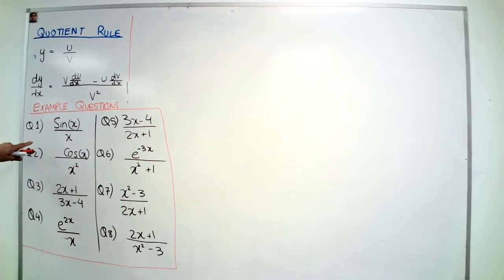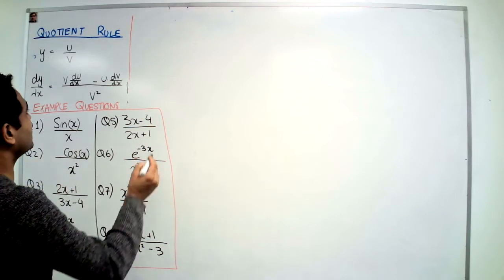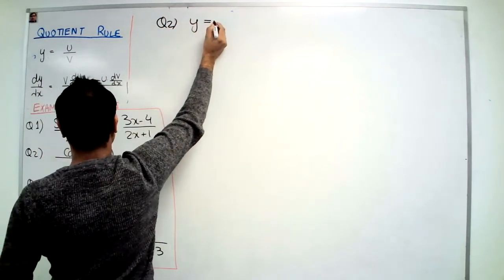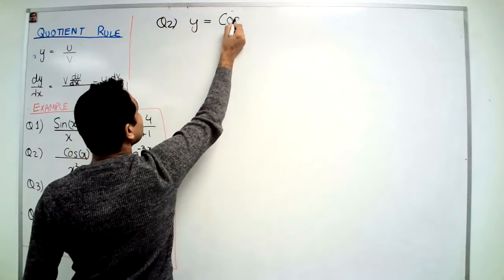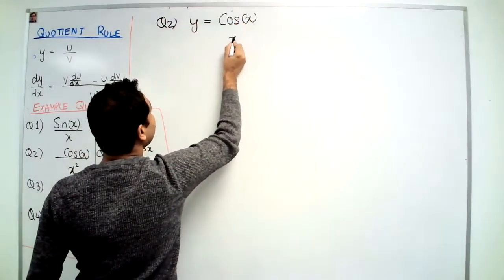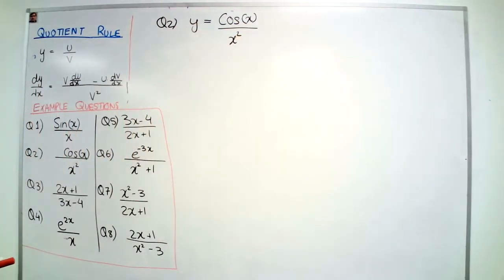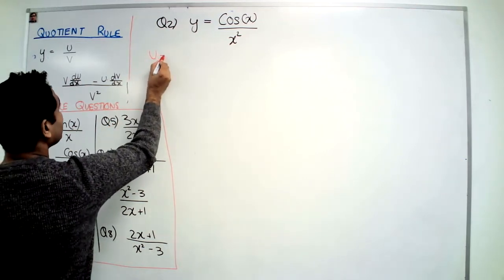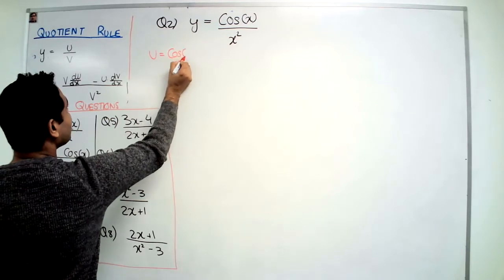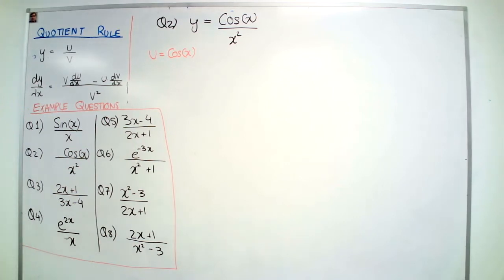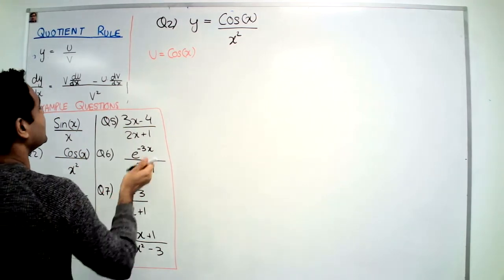Okay, let's say I got the first question. Actually, let me do the second one. Question number 2. Let's say I have y equals cos x over x squared. Now we have to use the quotient rule. We need to distinguish which one is u and which one is v. Let's say u is cos x, and the differential of cos x is minus sin x.